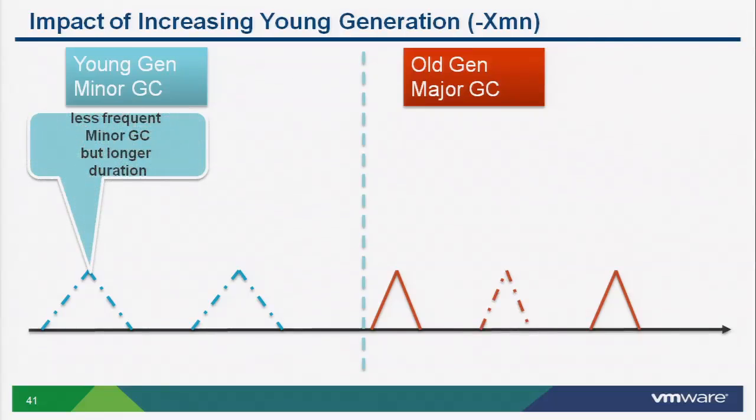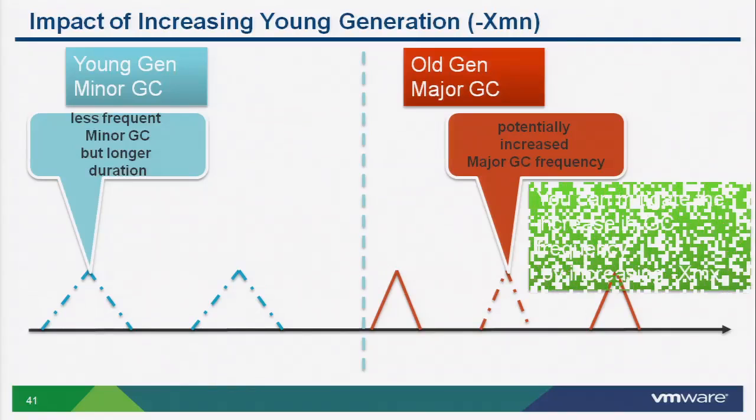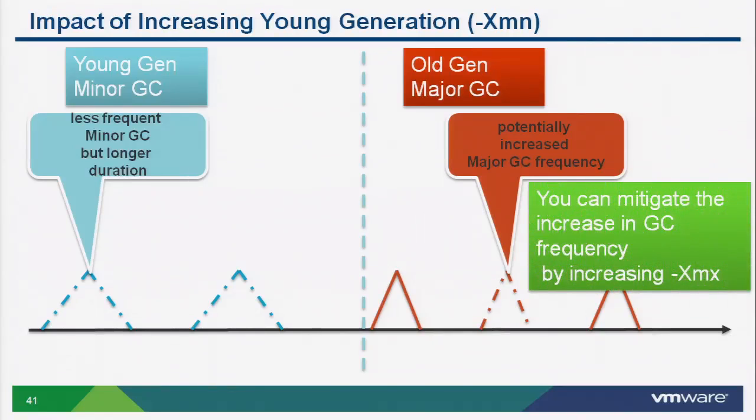So because we increased young generation, we caused old generation to be smaller, and as a result, there's more GC activity here. So again, to mitigate that, if you increase this by 10%, you want to increase -Xmx by another 10% to keep things consistent.